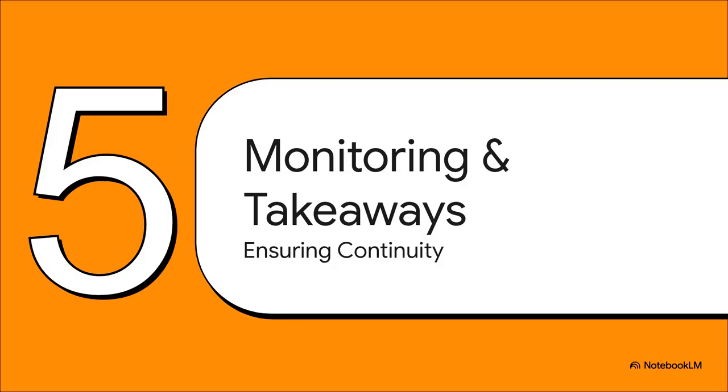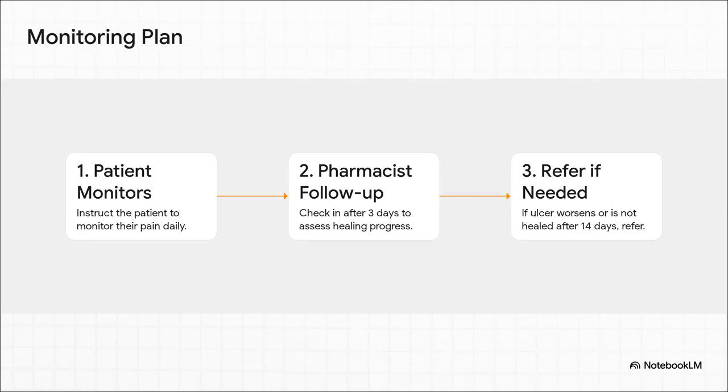All right, let's bring it all home with our final section, monitoring and key takeaways. This is about closing that loop and making sure our patients are cared for. And this is how we do it, a really simple 3-step plan that shows your patient you're part of their care team. You tell them to keep an eye on the pain. Then you plan to check in, maybe a quick call in 3 days, just to see how things are going. And that check-in gives you the perfect opportunity to make the call. If it's getting worse, or if it's still not healed after 14 days, it's time to refer.